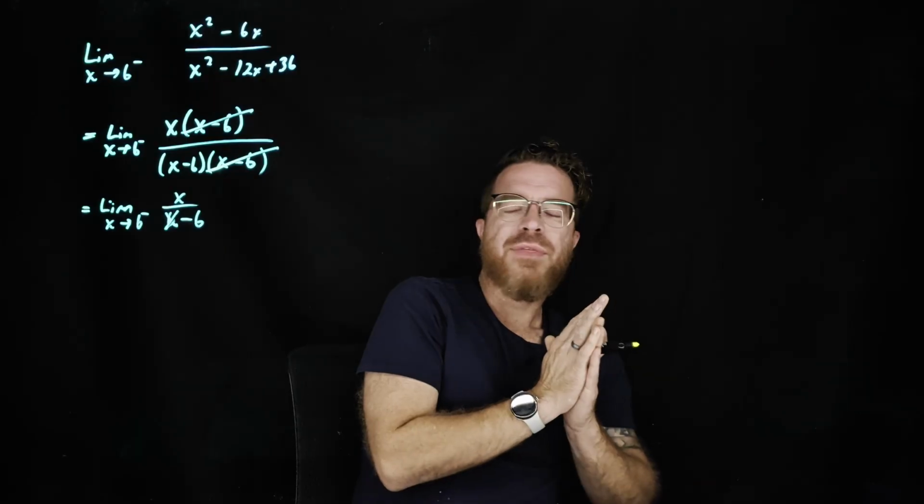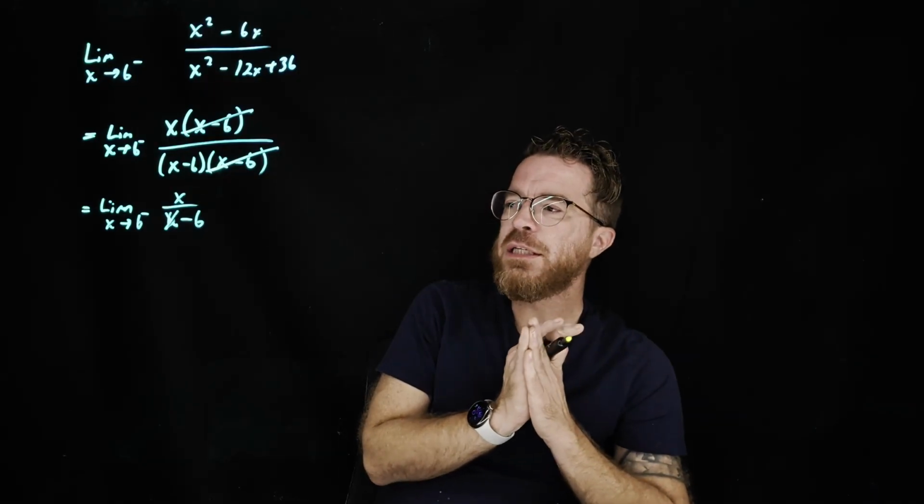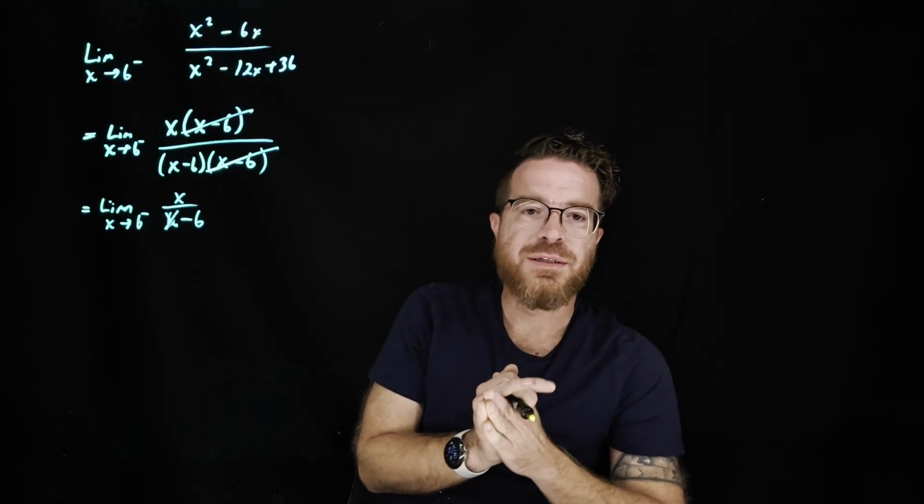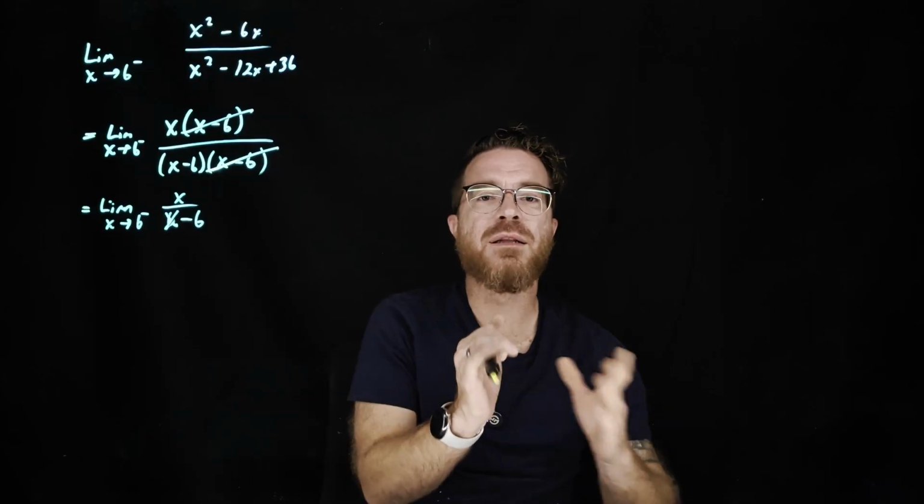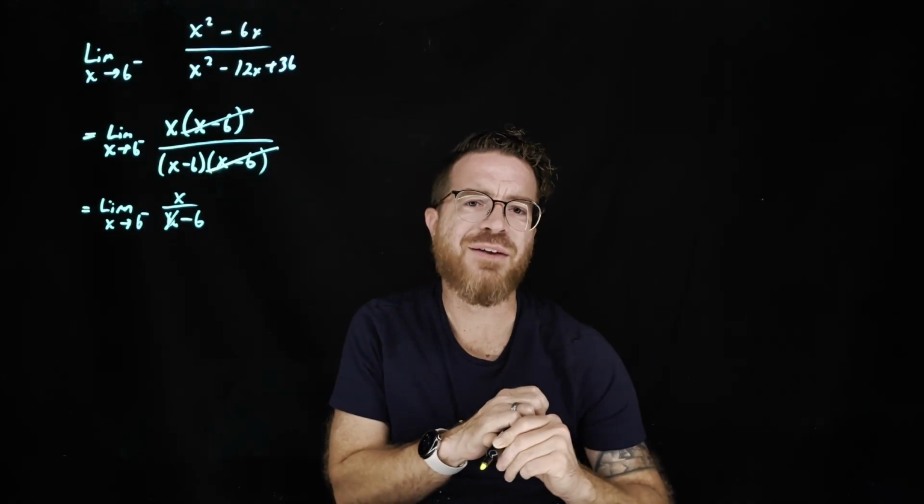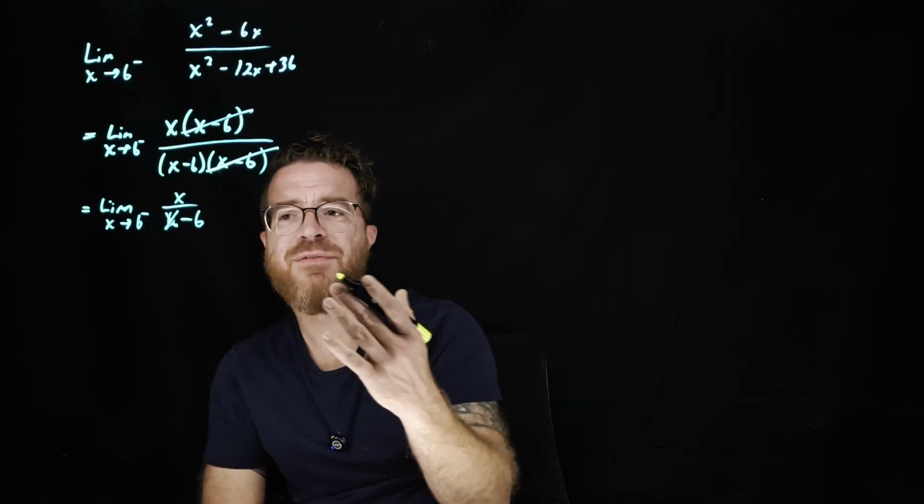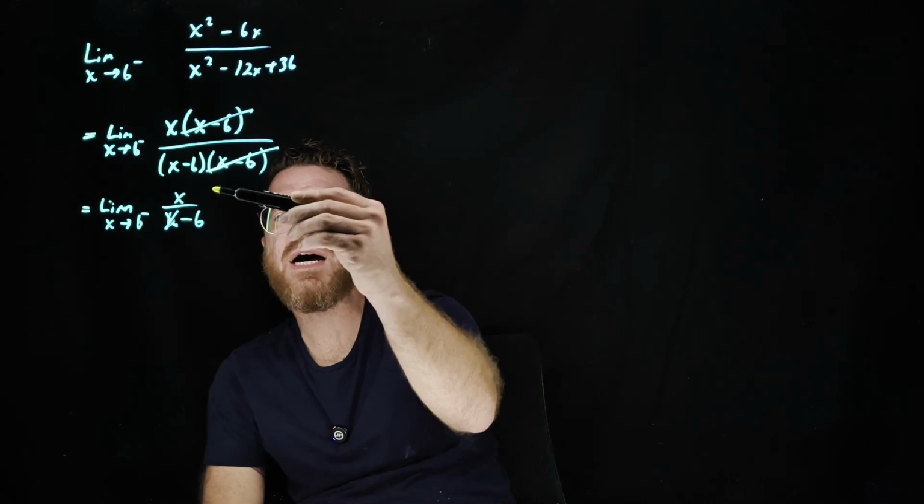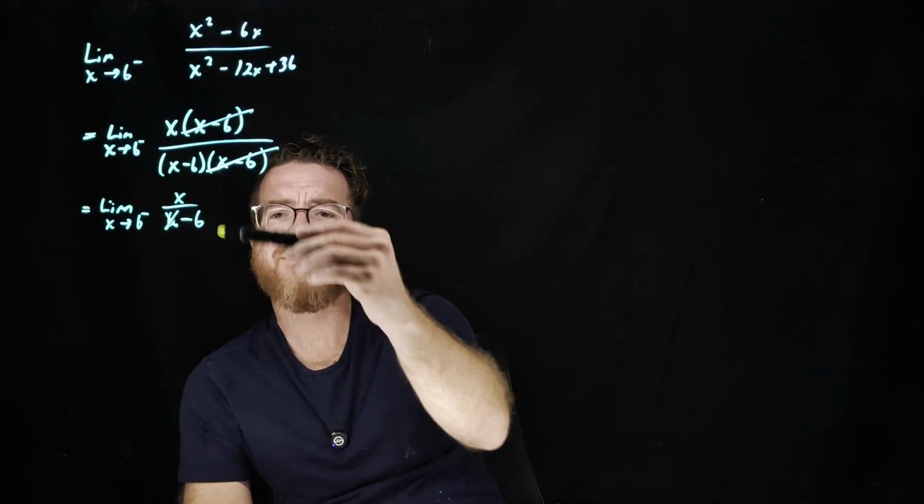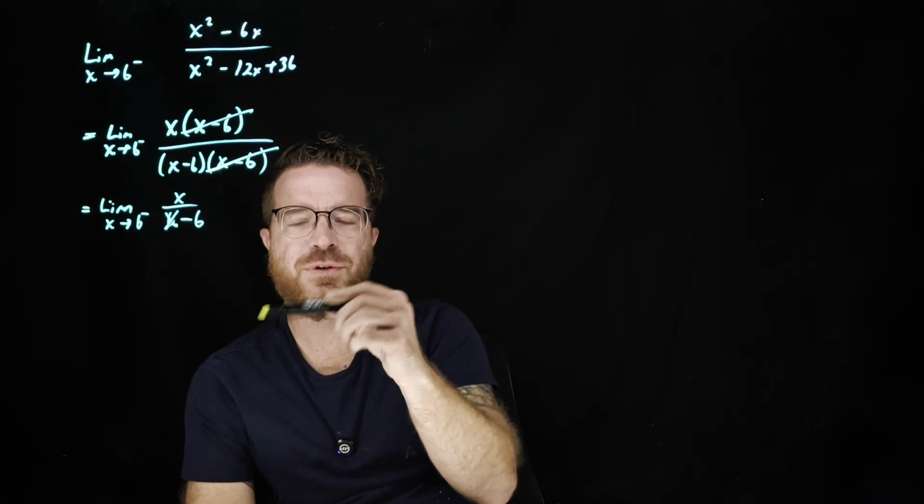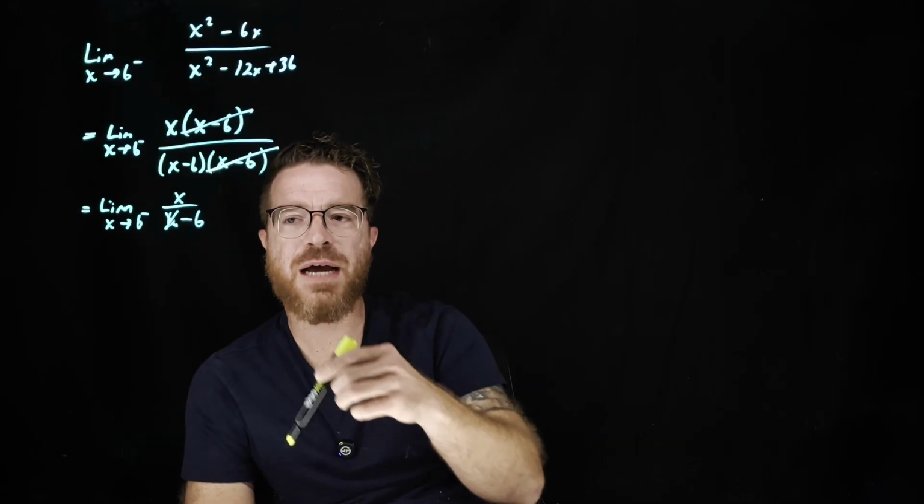So if I had a value that was just a little bit smaller than 6. Actually, you know what? Let's make it a lot smaller than 6. Let's say we plug in 5. If I were to plug 5 in, what's going to happen with this? We're going to get 5 over 5 minus 6. We're going to get negative 5. So if I plug in 5, I get out negative 5.